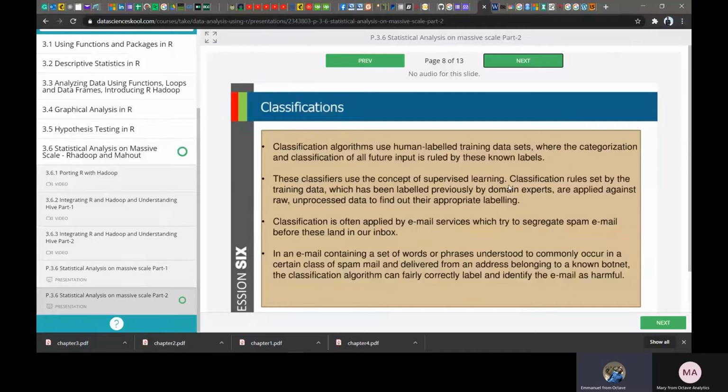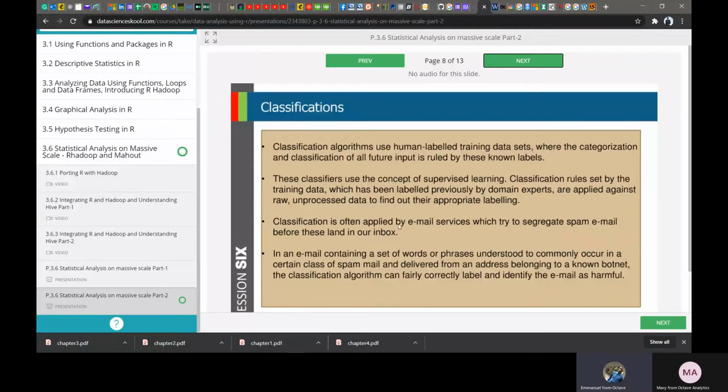So it's already known. I'll just say, okay, when you find this kind of people with this character, put it as this. So classification rules set by the training data, which has been labeled previously by domain experts, are applied against raw unprocessed data to find out the appropriate labeling.